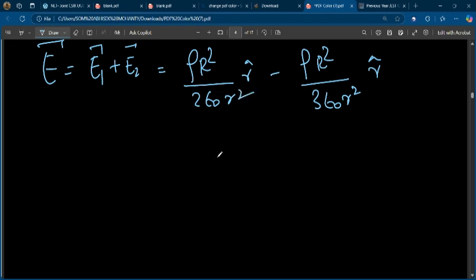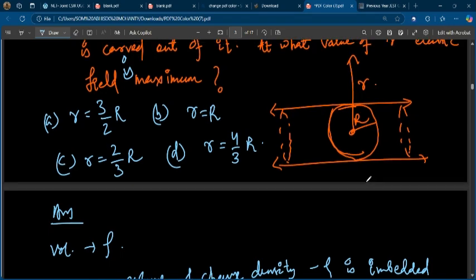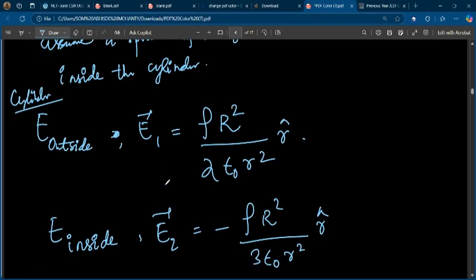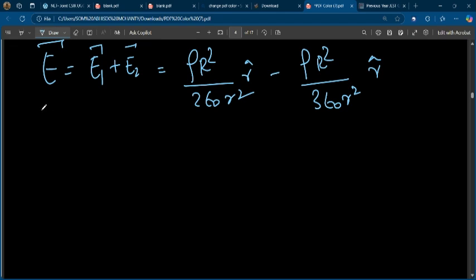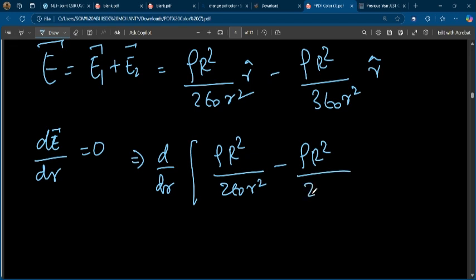Now, what for maximum or minimum? Why did I do this? Because I need the value of r for which the field is maximum. For the field to be maximum or minimum, dE by dr should be 0, right? So d by dr of rho R square by 2 epsilon naught r minus rho r, forget the r cap, equals 0.